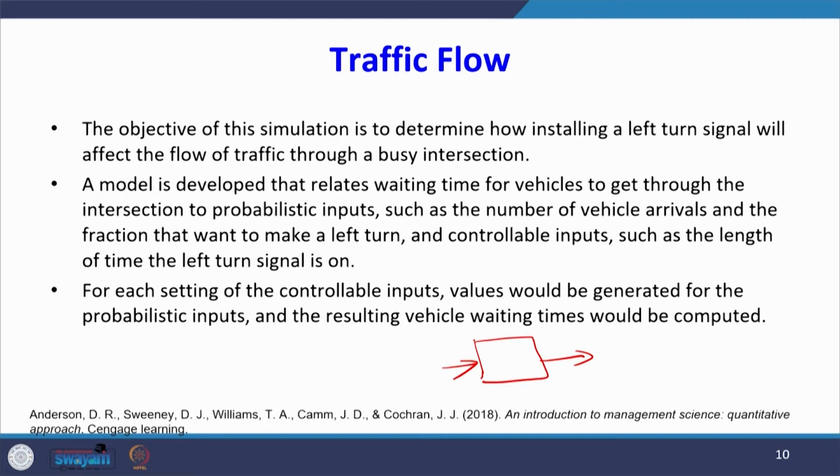What are the controllable inputs? The length of time for the left turn. What is the uncontrollable input? Waiting time. These are probabilistic inputs. What is the output? The flow of traffic. So, what will happen when the left turn signal duration is high? The flow of the traffic will be high, because there will not be much traffic waiting. For the purpose of analyzing the traffic, we can use simulation.